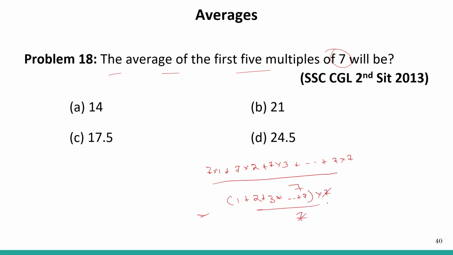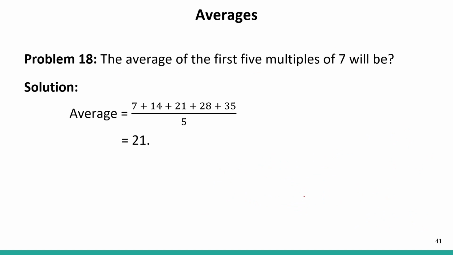So dividing 7 by 7, we are left with 1 plus 2 plus 3 dot dot dot plus 7. So we know the sum of the first n positive numbers is equal to n into n plus 1 by 2. So that is 7 into 7 plus 1 by 2, equal to 7 into 8 by 2, that is 56 by 2, equal to 28. Okay, so 28 will be the correct answer. So let's go forward.